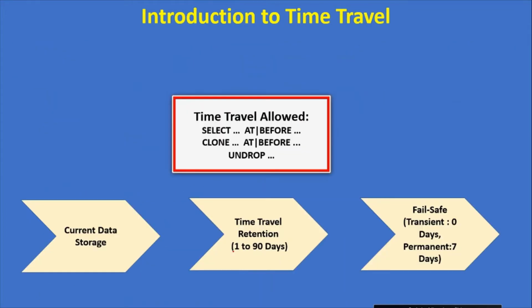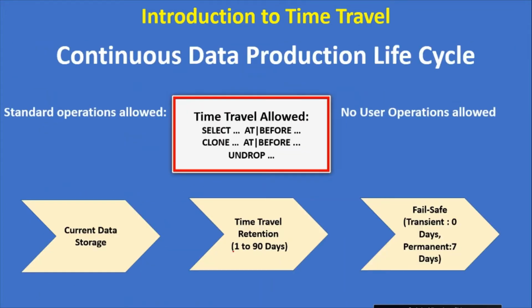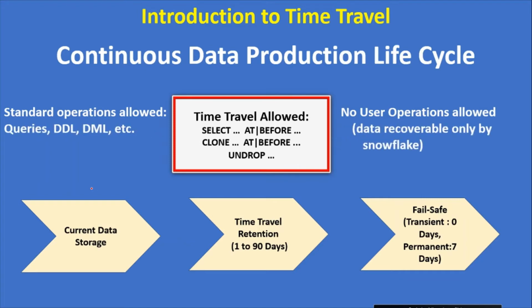So, introduction to time travel. As you know, as part of the continuous data protection life cycle in Snowflake, we have three stages. The first stage is the current data storage, the second one is the time travel retention stage, and the third one is fail safe. These are the three data protection life cycle stages in Snowflake.